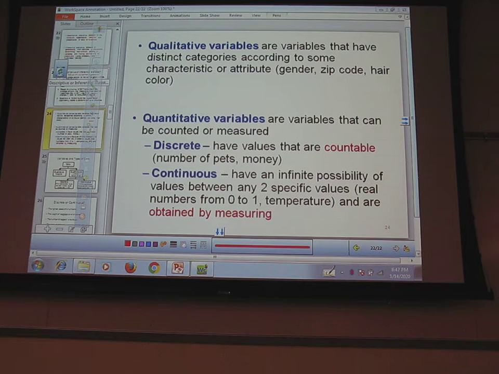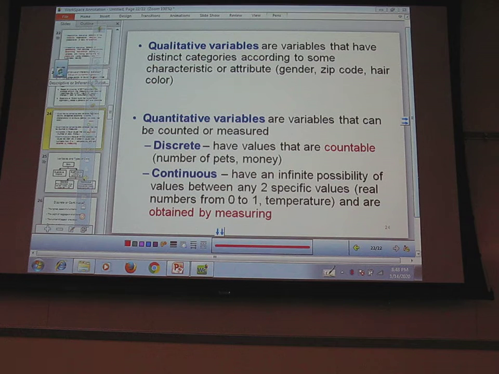All right, so let's get someone reading this part here. How about Jocelyn Galvin? Good. Qualitative variables are variables that have distinct categories according to some characteristics or attributes. Gender, zip code, hair color. Keep going. Quantitative variables are variables that can be counted or measured. Discrete have values that are countable, number of pets, money. Continuous have an infinite possibility of values between any two specific values, real numbers from 0 to 1, temperature, and are obtained by measurement.